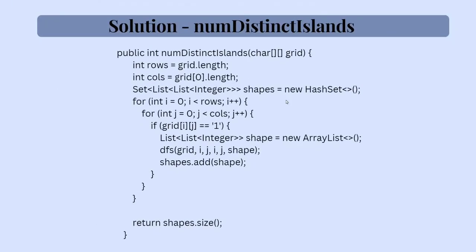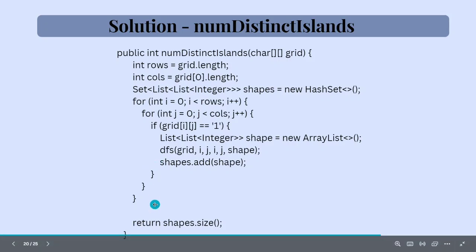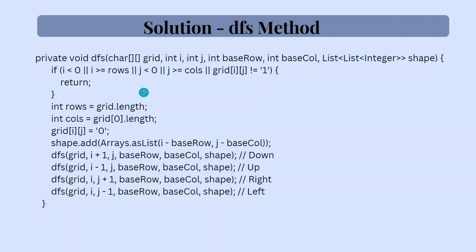This method is used to iterate through the grid matrix and to call the DFS function, and here we will be adding the shape value into the shapes set, and finally the shapes size will be returned as the output. And this method is the DFS method.